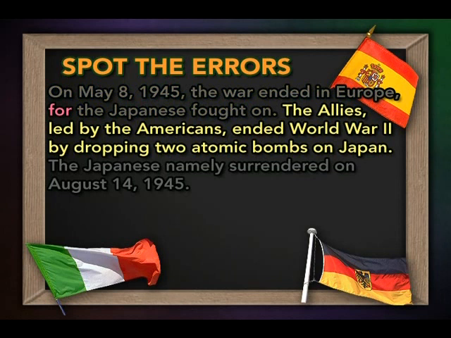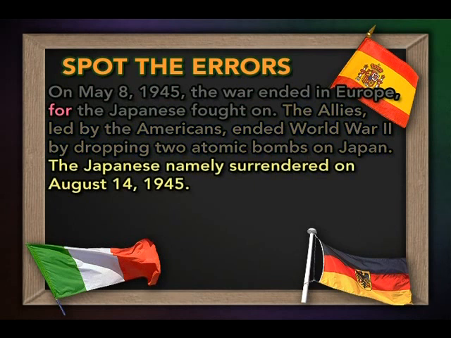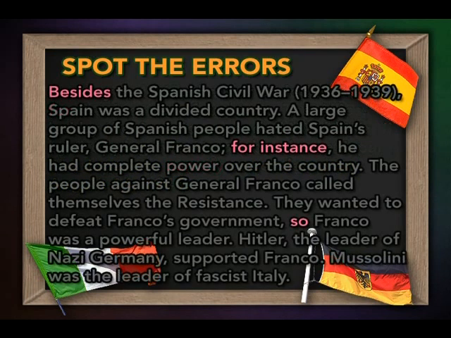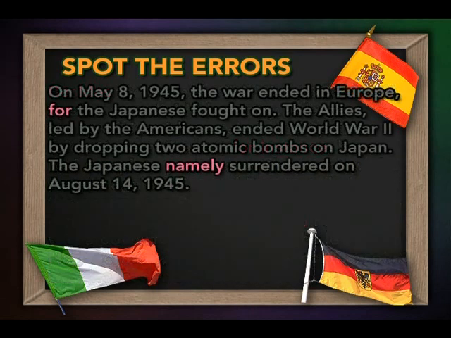The Allies, led by the Americans, ended World War II by dropping 2 atomic bombs on Japan. The Japanese namely surrendered on August 14th, 1945. The namely has absolutely no logic there either. They namely surrendered means nothing. So now in this particular paragraph, I have for and namely. So my mistakes are besides, for instance, so, for, and namely.